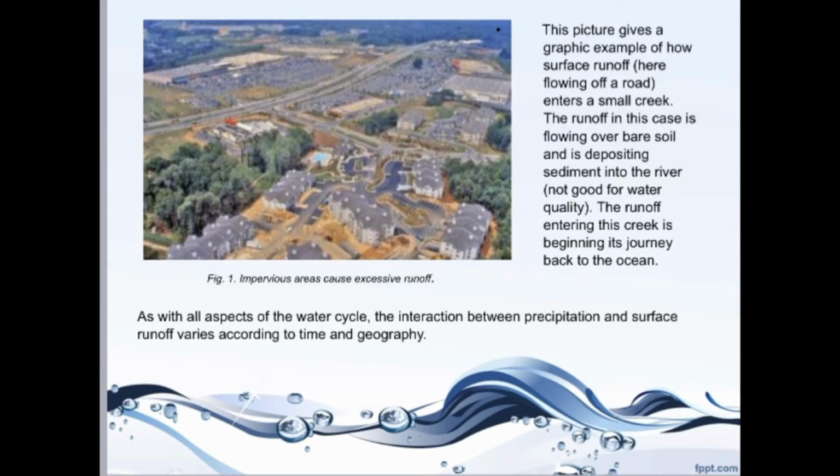Here's the picture of impervious areas causing excessive runoff. This picture gives a graphic example of how surface runoff, here flowing off a road, enters a small creek. The runoff, in this case, is flowing over bare soil and is depositing sediment into the river. The runoff entering this creek is beginning its journey back to the ocean. As with all aspects of the water cycle, the interaction between precipitation and surface runoff varies according to time and geography.